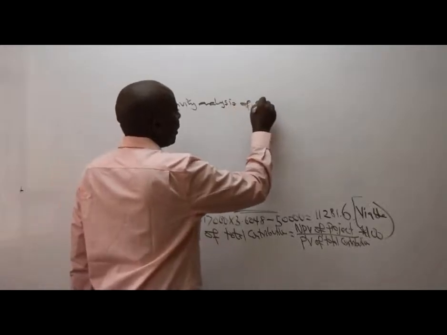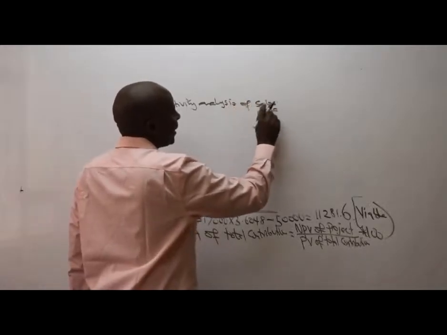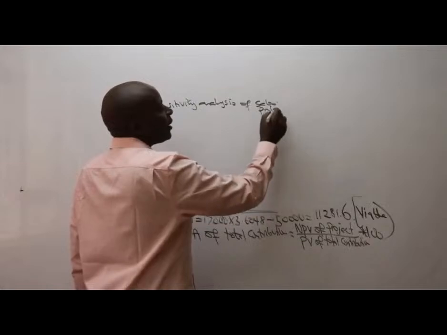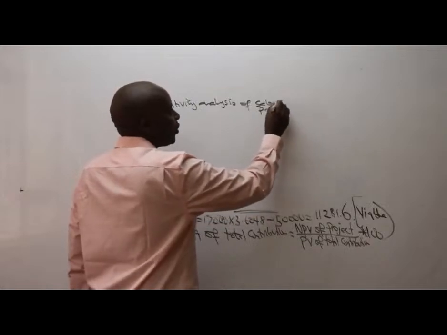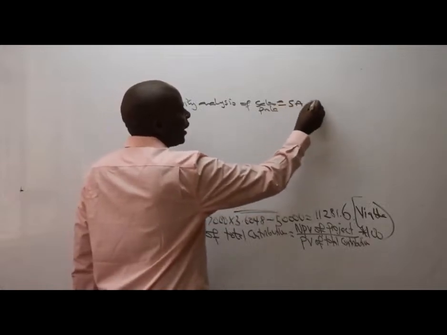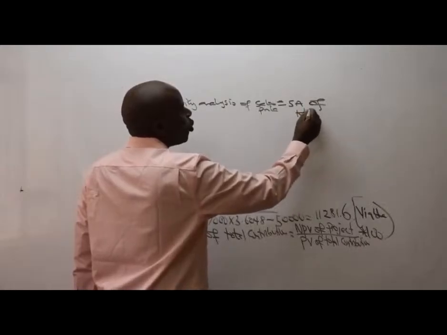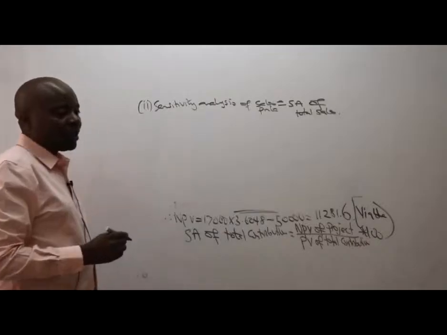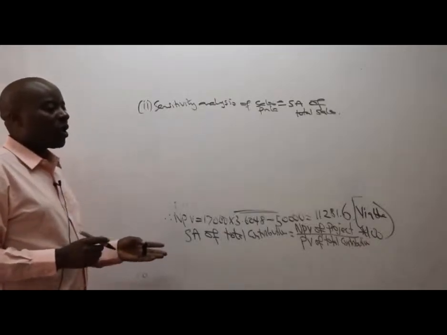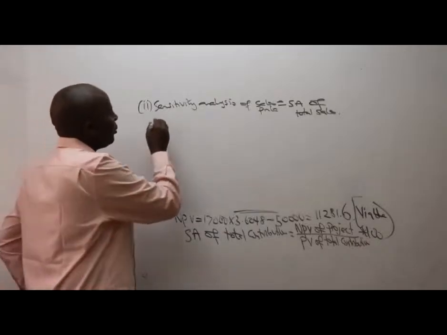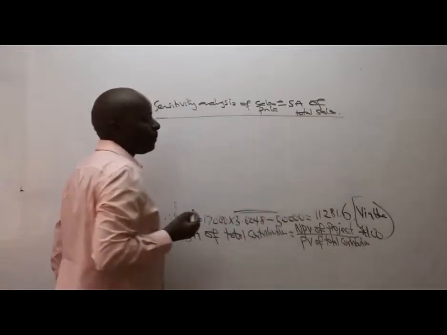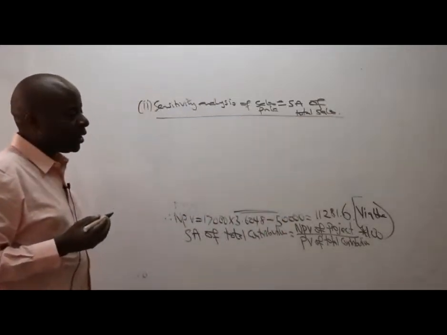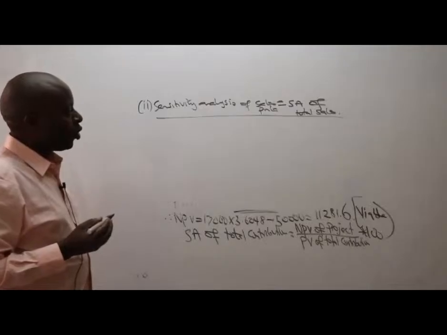of sales price, you know, sales price is selling price per unit. This is the same as a sensitivity analysis of total sales. This is the same as sensitivity analysis of total sales.